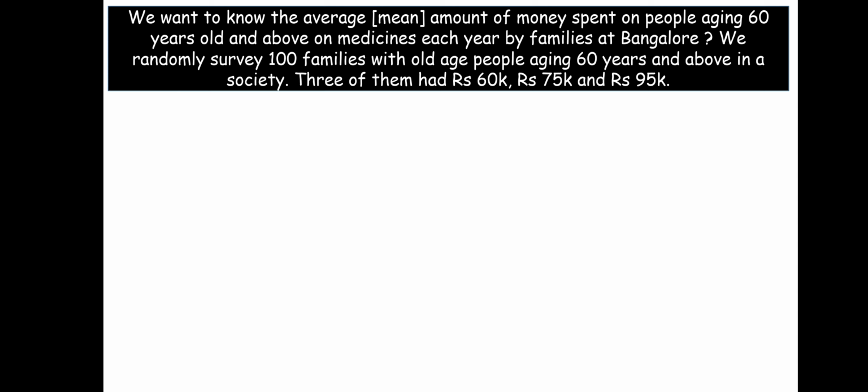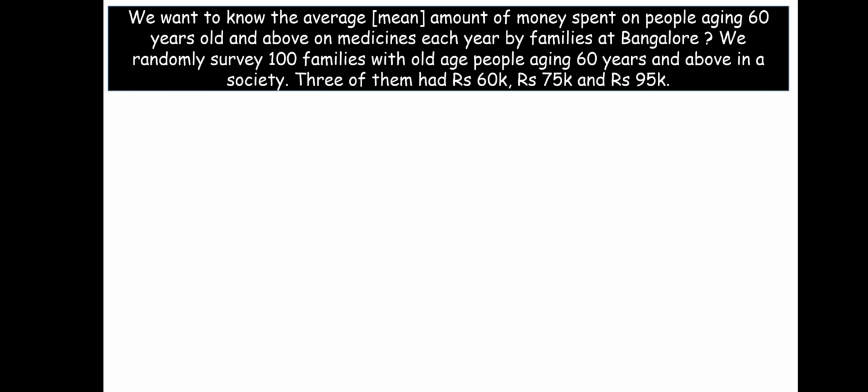Okay, so we can read over here. We want to know the average amount of money spent on people aged 60 years and above on medicines each year by the families at Bangalore. Okay, so this is our population. What is our population? Population will be families of Bangalore that have grandparents, because obviously grandparents will be aged 60 years and above, isn't it? Now what we did, you can read out. We randomly surveyed 100 families with old age people. So 100 families will become our sample, and 3 of them had 60,000, 75,000 and 95,000.